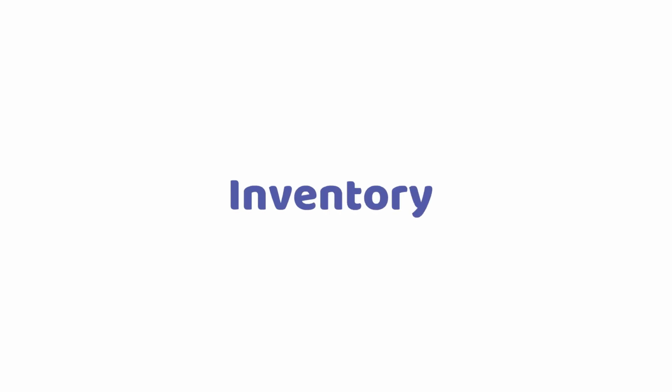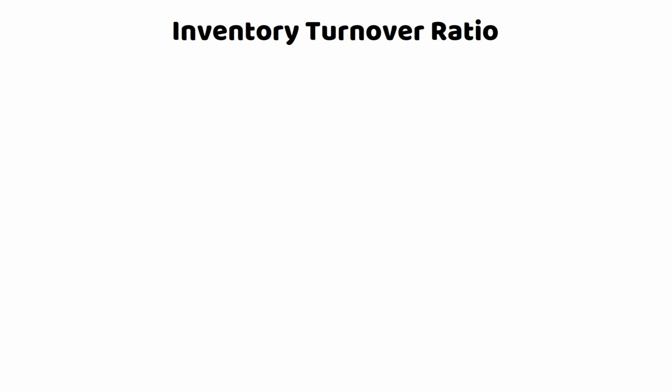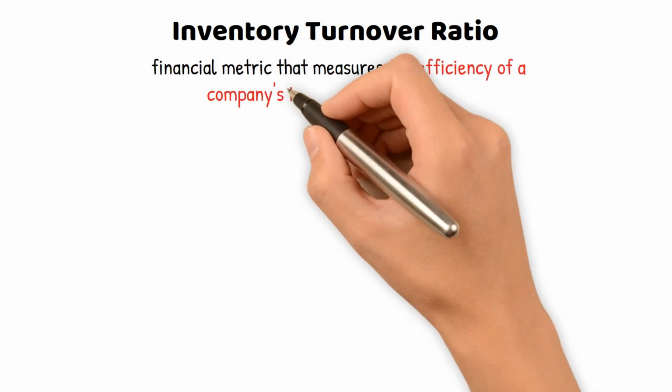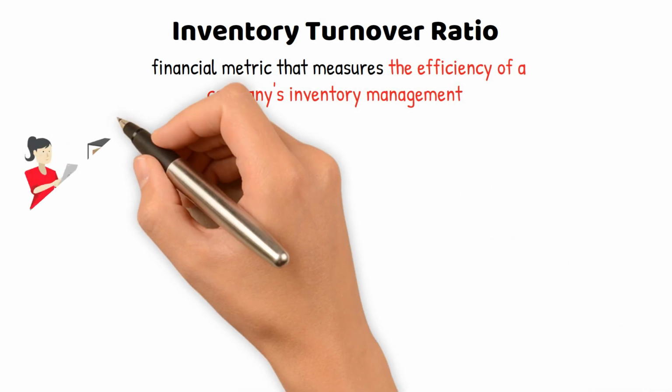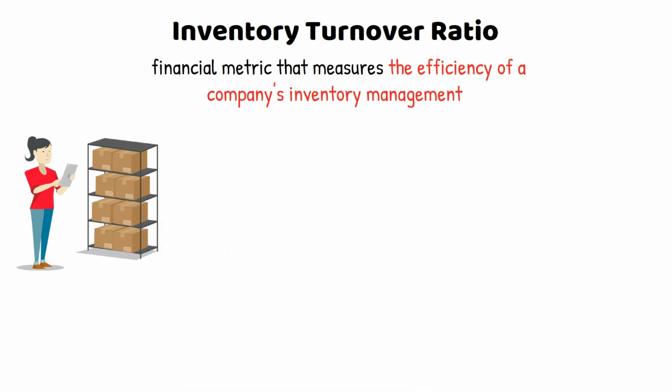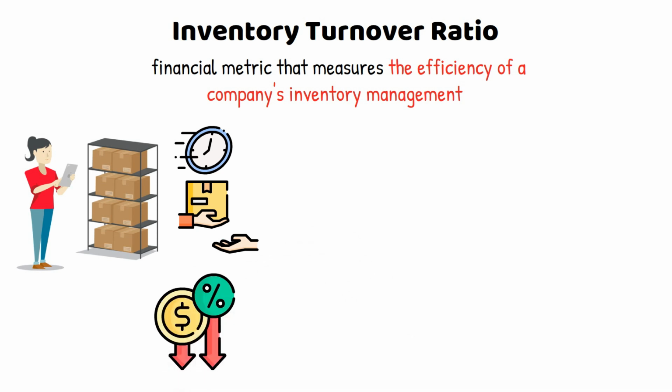Module 6, Inventory. Inventory turnover ratio. The inventory turnover ratio is a financial metric that measures the efficiency of a company's inventory management. It indicates how often a company's inventory has been sold and replaced during a specific period. A high inventory turnover ratio suggests that a company sells its products quickly and efficiently. In contrast, a low ratio may indicate that a company is experiencing slow sales or inefficient inventory management.